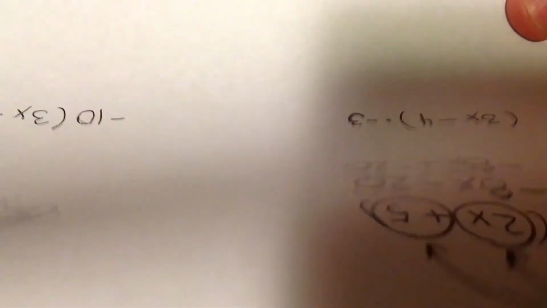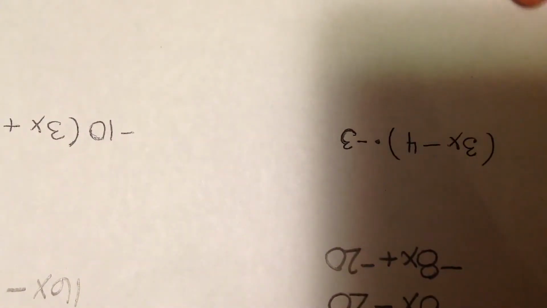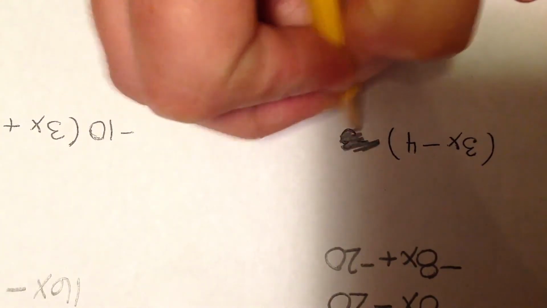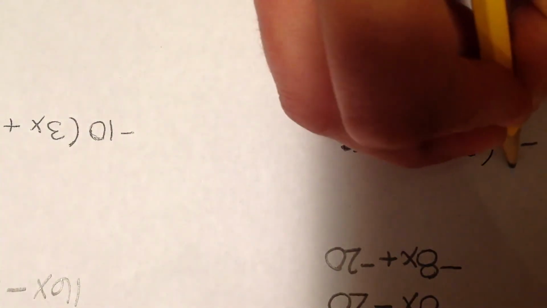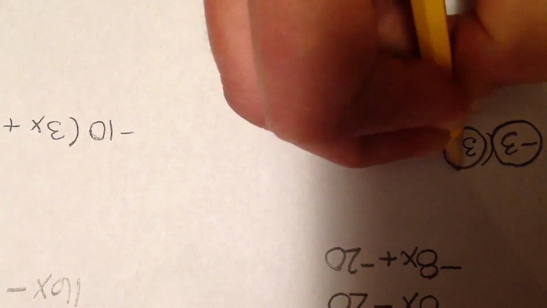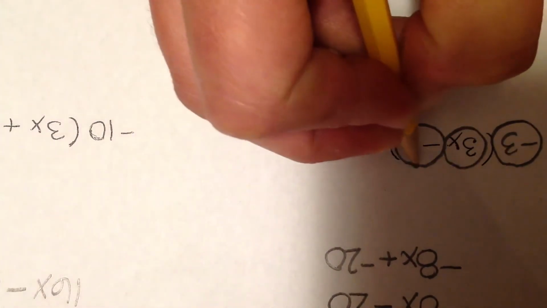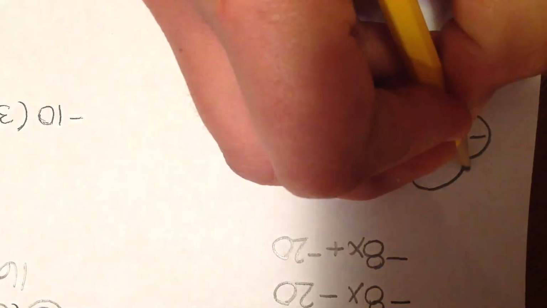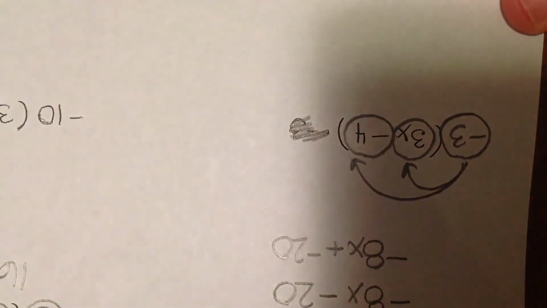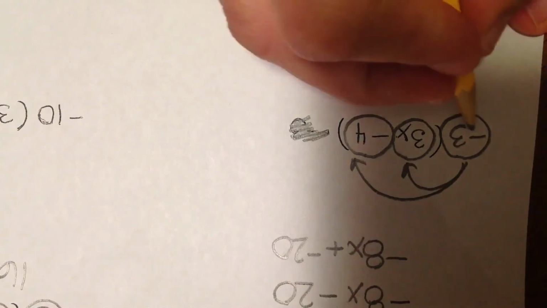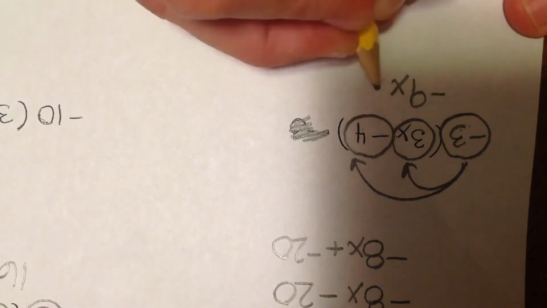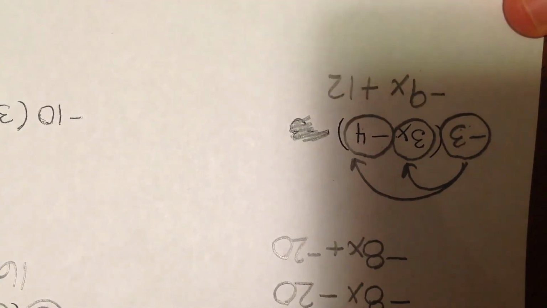Moving on to the next example, I have 3x minus 4 times negative 3. So I'm going to move negative 3 to the left-hand side, and I'll multiply negative 3 by both of the terms inside, keeping in mind that that minus sign goes with the 4, making it a negative 4. So I have negative 3 times 3x, and negative 3 times negative 4. Negative 3 times 3x, negative 3 times 3 is negative 9x. Negative 3 times negative 4 gets me 12. Negative 9x plus 12 is my answer.